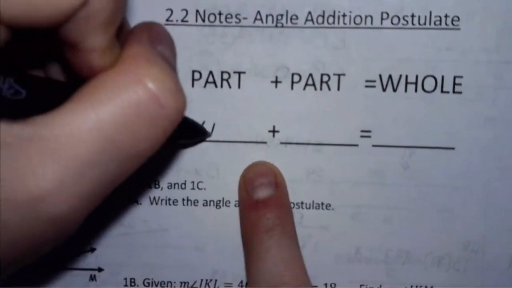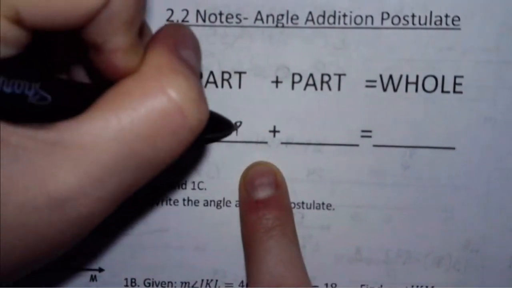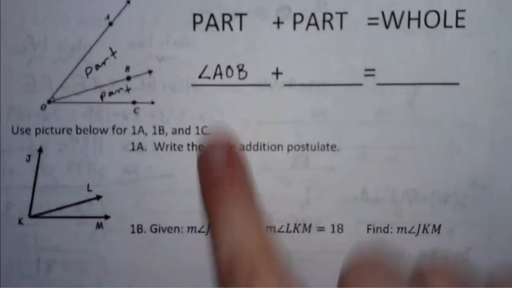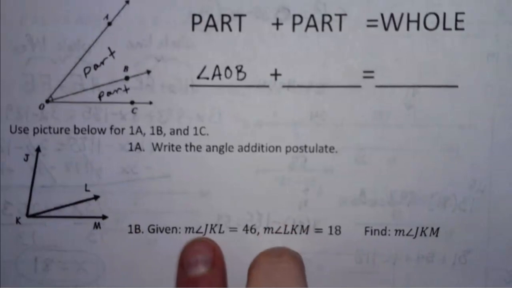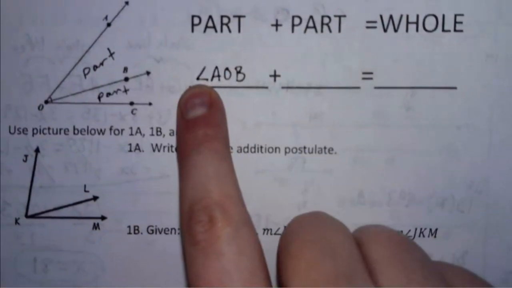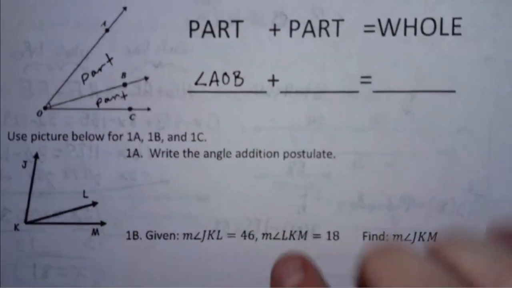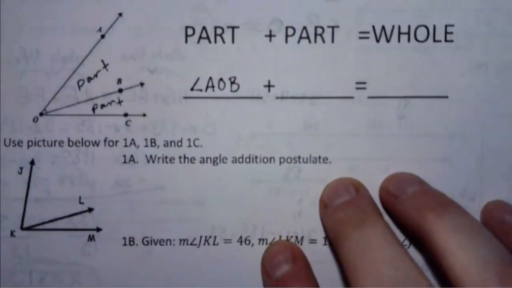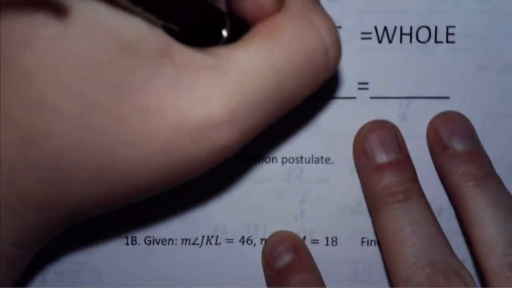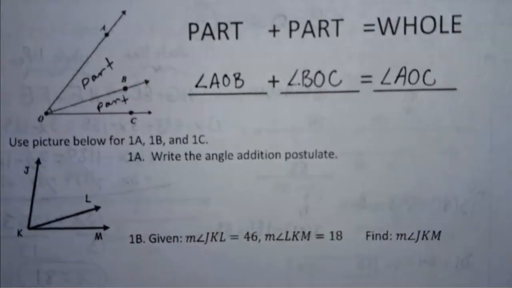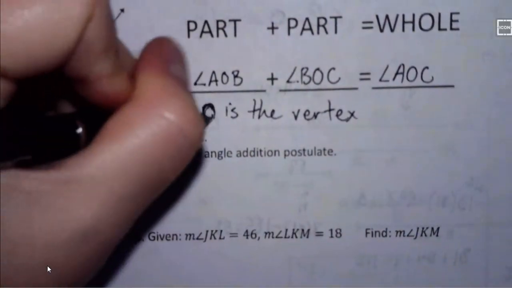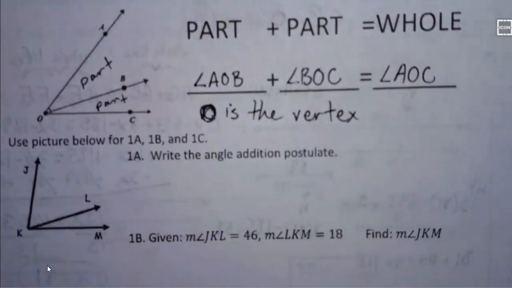Angle AOB. That is not an L. That's an angle symbol. If you look down on 1B down here where I'm pointing, you can see that those are angle symbols. But when I write it, it kind of looks like an L just because it's handwriting. So AOB is one part, BOC is the other part. And then the whole thing is angle AOC. O is the vertex, so it is in the middle.